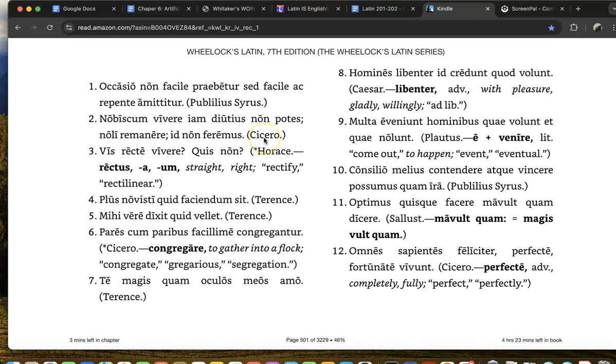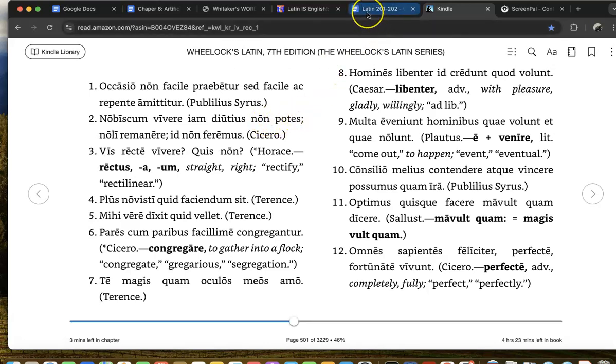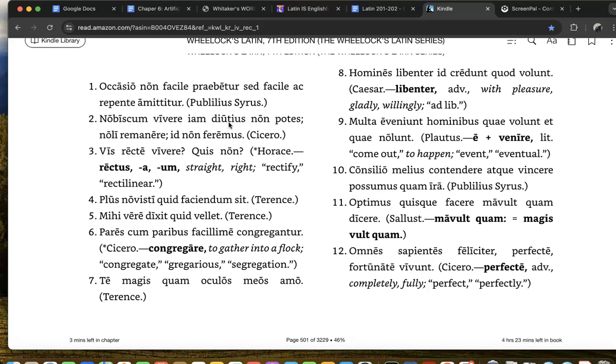So here we have Cicero, no doubt, once again, a reference to his famous critique of Catiline, which we've seen many, many times in Wheelock's Latin. And so let's go ahead and write this one down. So here's our subject and verb. So I'm going to start with that this time, because often we do in English. And then iam diutius literally means now any longer.